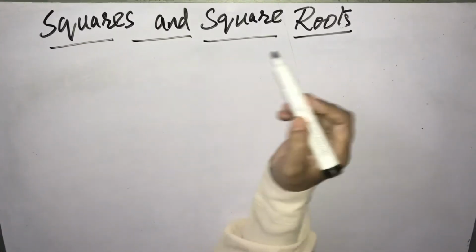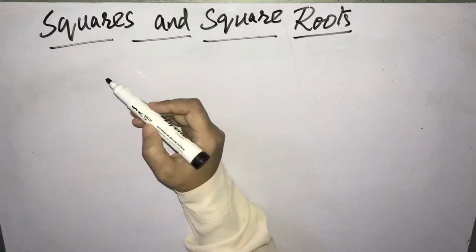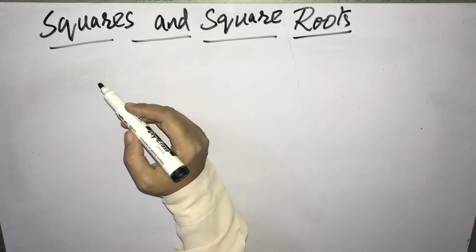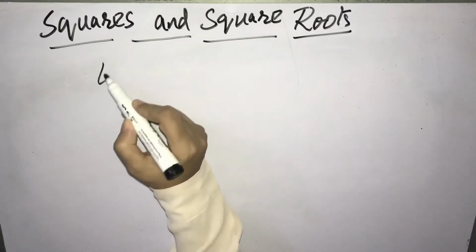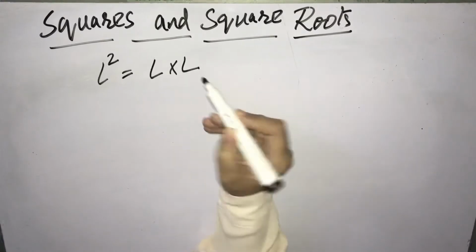Squares and square roots. If we have to take the square of some number, we have to multiply the number with itself. For example, if we are taking the square of L, we shall write L square. It means we are multiplying L with L.